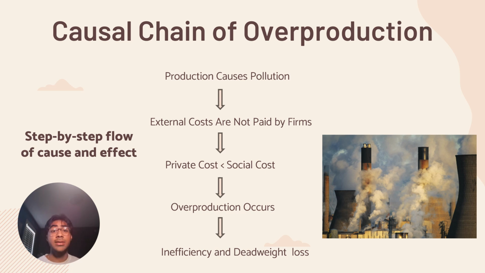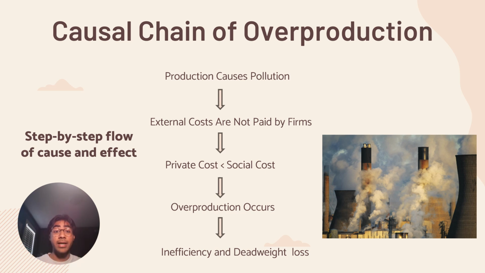Next, this will cause the external cost not being paid by the firm. So the pollution itself that the company created causes third-party harm. So things like health problem and environmental damage that the firm does not bear these costs. This will then lead to their private costs exceeding their social costs. So like I said, firms will make decisions based on only their marginal private costs, ignoring marginal external costs.